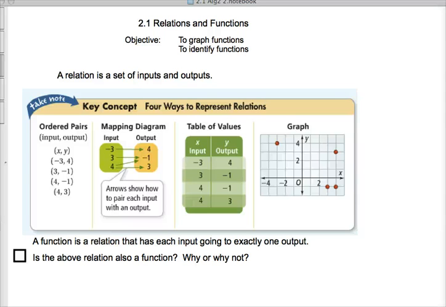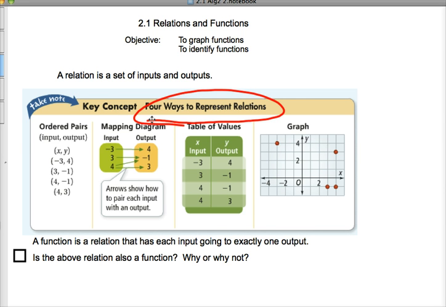Chapter 2. We start off by trying to figure out when we've got a set of numbers that's related to another set of numbers, making it a relation, is actually a function. So we've got different ways to show a relation. Here I've got 4 different ways to show a relation. We could write them as ordered pairs, which I think we're pretty much used to. We've got an x that goes to a y, an input that goes to an output.